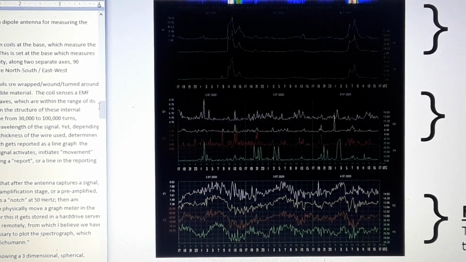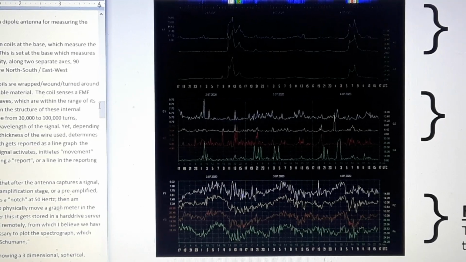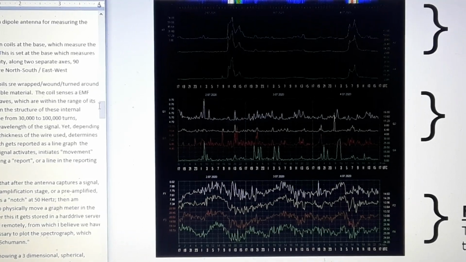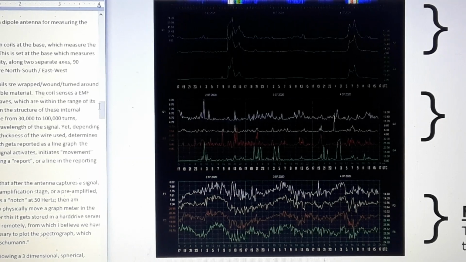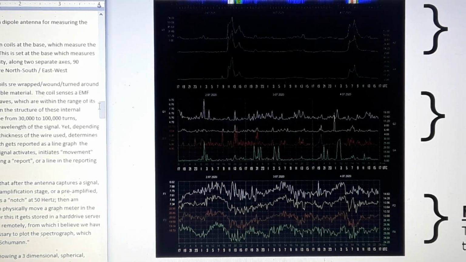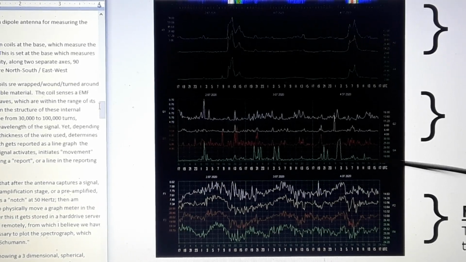The two induction coils are wound with wire, which is usually copper wire, around a magnetically permeable material. The coil receives an electromagnetic frequency signal, the magnetic waves, within the range of its receptivity based on the structure of the windings. There can be anywhere from 3,000 to 100,000 turns, depending upon the wavelength of the signal they are trying to get. The thickness of the winding wire depends on the type of signal that gets reported onto the line graph, which is the quality here.